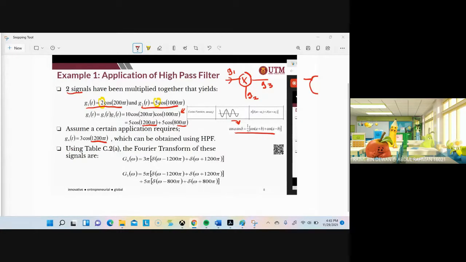So, using table C.2, the Fourier transform of all these signals is what I showed just now. And then this is your G3. Remember, you will convert this using the table, so you will have four values, because this one is actually this one, and this one is actually this one, for your G3.